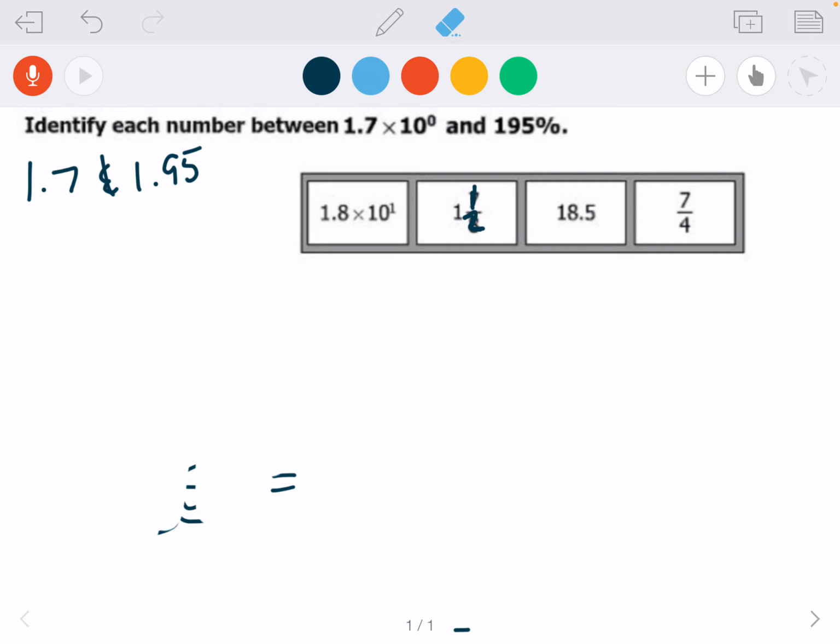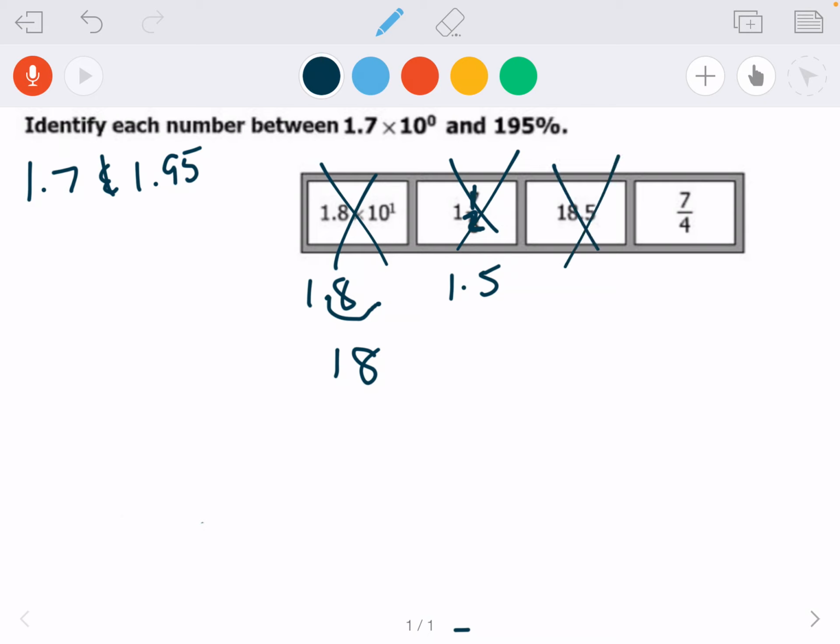So if I'm looking at the first one, 1.8 times 10 to the first power, what that tells me to do is move my decimal 1 place to the right. It's a positive exponent. In scientific notation, positive exponents mean the number is getting bigger. So that is 18. So it can't be that one. The next one, I know this looks a little bit weird. I actually changed it on the Google form. 1 1/2 is 1.5. That is not in between 1.7 and 1.95. Obviously, 18.5 is way too big.